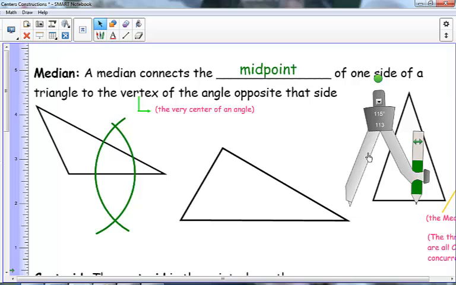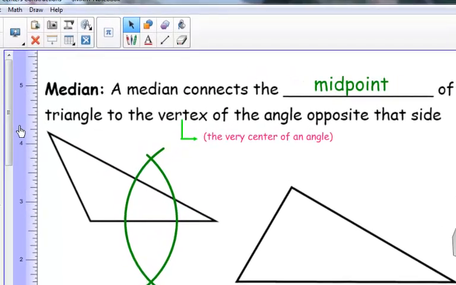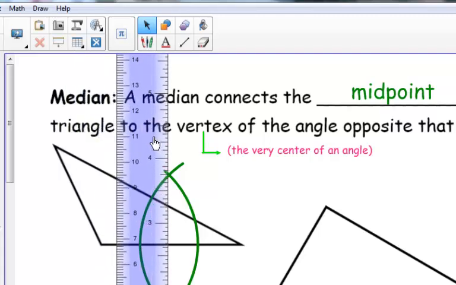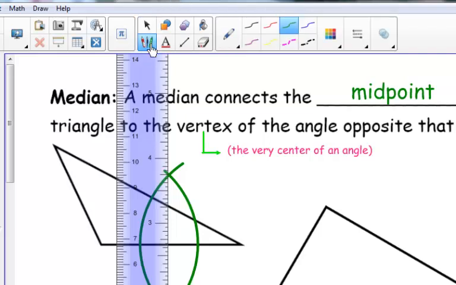Alright, at this point, I would normally go ahead and get a line and actually draw in my perpendicular bisector. But the thing is, I don't actually want the perpendicular bisector. I want the midpoint. So instead of drawing the whole line, I'm just going to take my ruler, I'll line him up right here, so it goes right through the middle, right where my perpendicular bisector would go. But instead of drawing the line, I'm just going to mark the point.